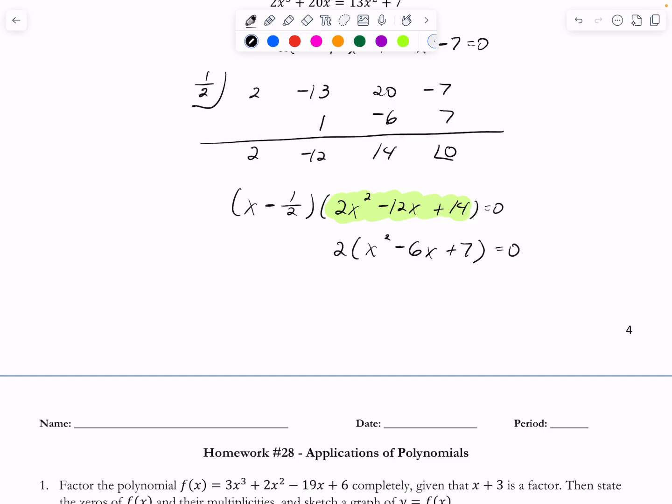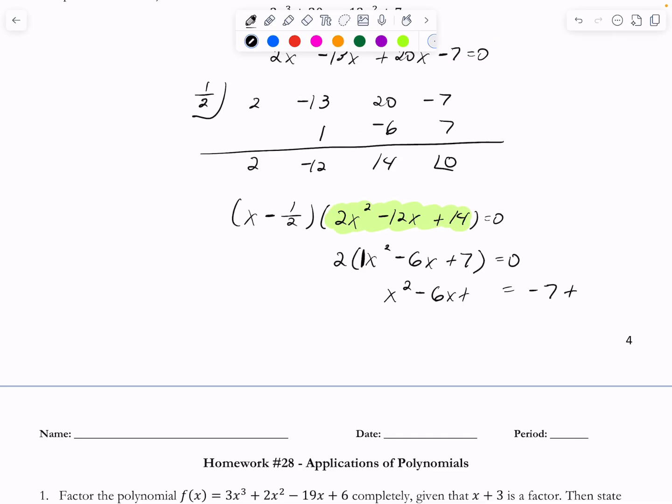I need factors of 7 that add to -6. Factors of 7. So 7 and 1 both positive doesn't work. 7 and 1 both negative doesn't work. So that's why they mentioned the quadratic formula. It's not factorable, but because I now have that 1 in front, I can go ahead and use completing the square. So x squared minus 6x, move the 7 over. I'm going to add b over 2 squared. So -6 over 2 is -3. Squared that is 9. So I get x minus 3 squared equals 2, or x minus 3 equals plus or minus the square root of 2.